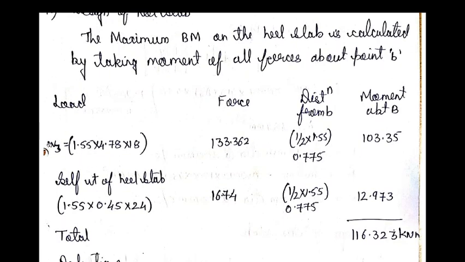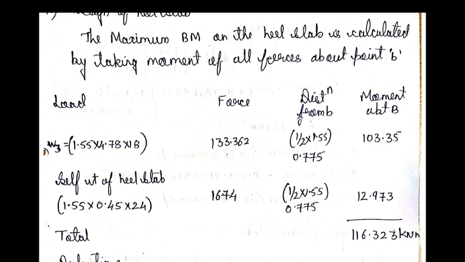So let us see the load W3. W3 is again what? It is nothing but the earth. So it is nothing but the dimension 1.55 into 4.7. This is the area wherein the earth will be there, into density of the soil, which is 18. So if you calculate this, the force is working out to be 133.362 kilonewton.